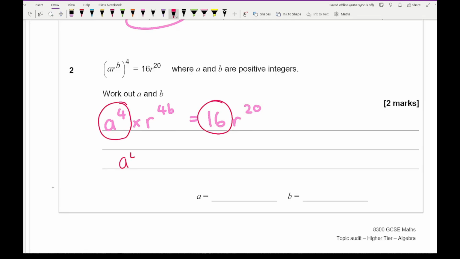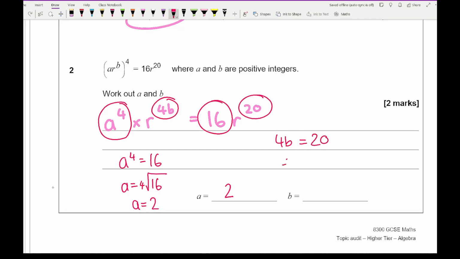So a to the power of 4 equals 16. So a equals the fourth root of 16. Now remember, that's fourth root, not the 4 like thirds. So then that gives me an answer of 2. So a equals 2. And if 4b equals 20, then that means that b is going to equal 5.